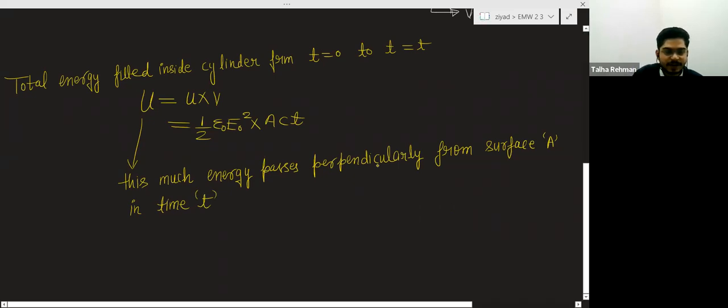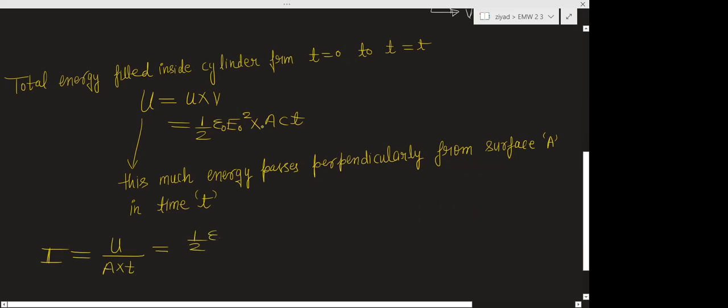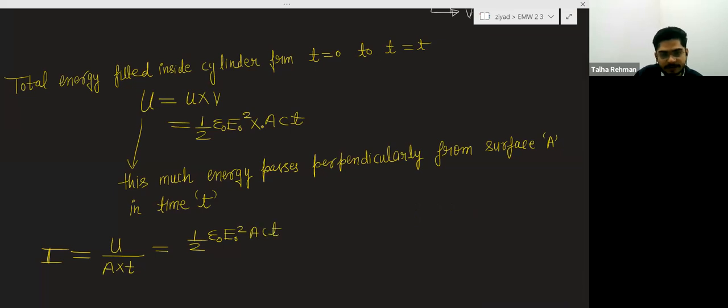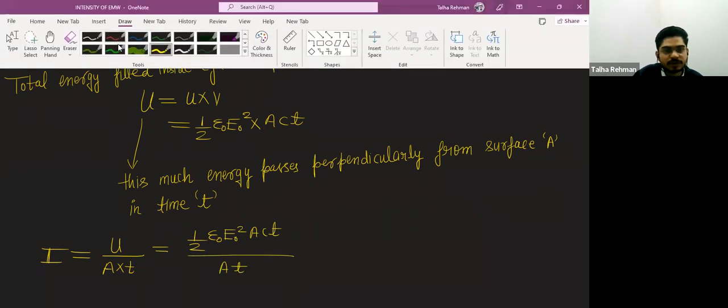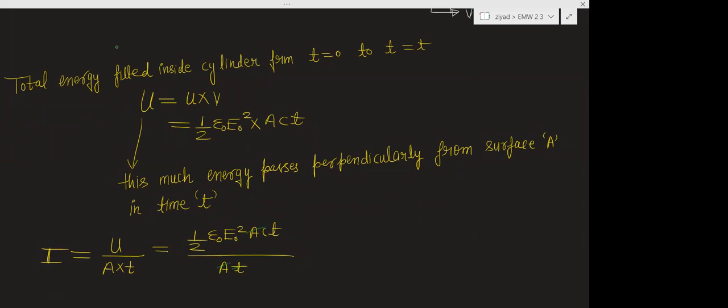Now intensity we can find very easily. Intensity is basically the total energy contained in the cylinder divided by the area from which the energy is crossing multiplied by the time in which the energy is crossing. What is the total energy? Half epsilon naught E naught square multiplied by A C T, and divided by A into T. Now, which term is cancelling out? This A is cancelling out with A. This T is cancelling out with T.